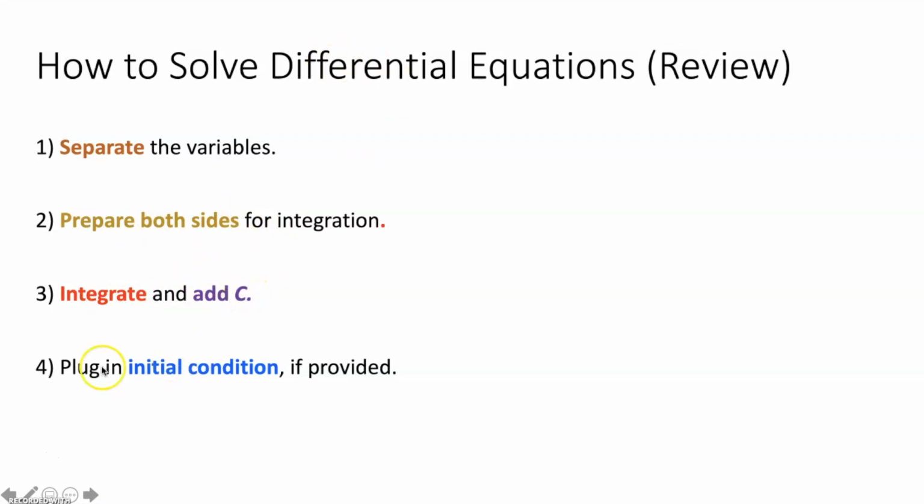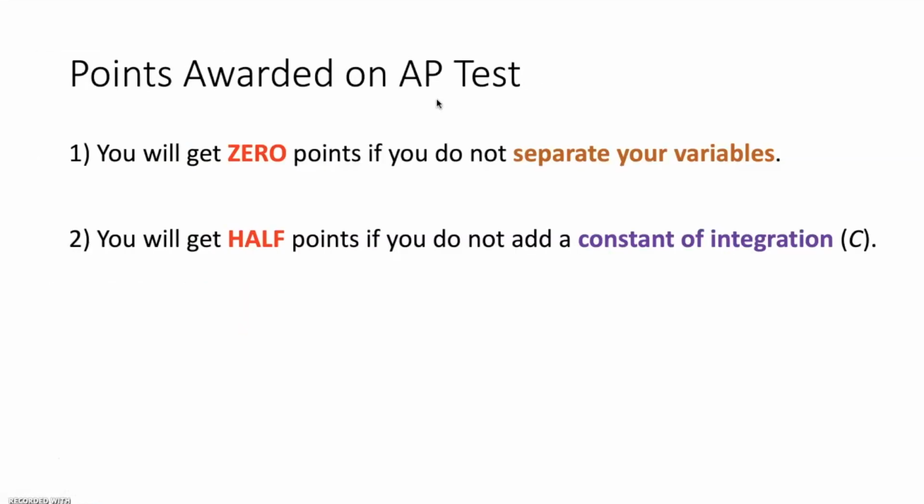But you must always check in step 4 if an initial condition was provided. If it was, you can use that initial condition to solve for your c value and find your particular solution. Now, on the AP test, here's how points are rewarded for solving differential equations.